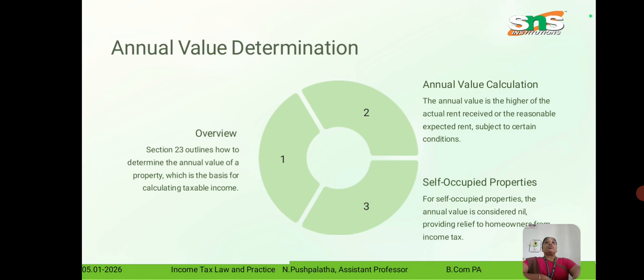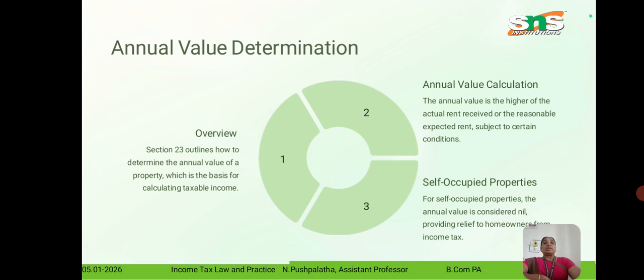Loss from house property: first, the loss is allowed to be set off against other income up to 2 lakhs in a year. Then the balance loss can be carried forward for 8 assessment years.